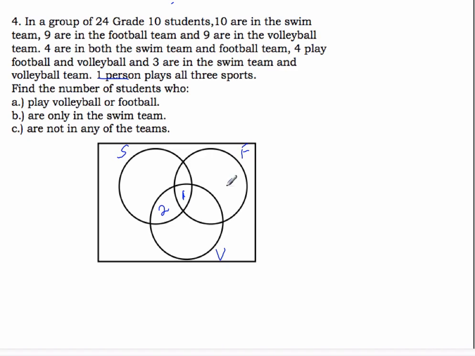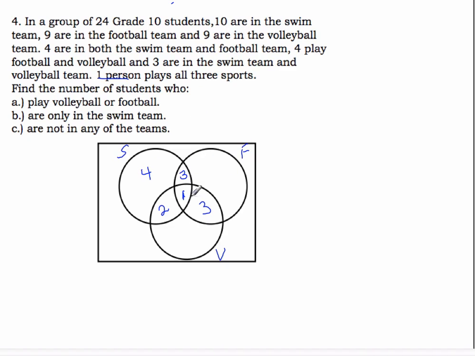Then we have 4 people play football and volleyball. So this whole region should be 4. So this has got to be a 3. 4 people are on the swim team and football team. So this should be 4 altogether. So that needs to be a 3. And now we figure out these other regions using the totals. So 10 are on the swim team. We have 6 here already, so 4 people are only on the swim team.